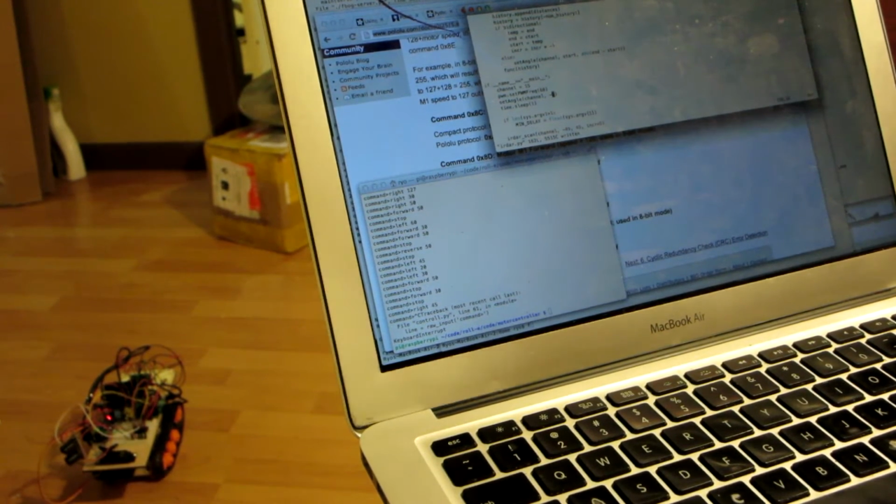Hey, the Raspberry Pi robot thing that I've been working on is, well, running on its own power for the first time. And so this is just a quick demo of that.